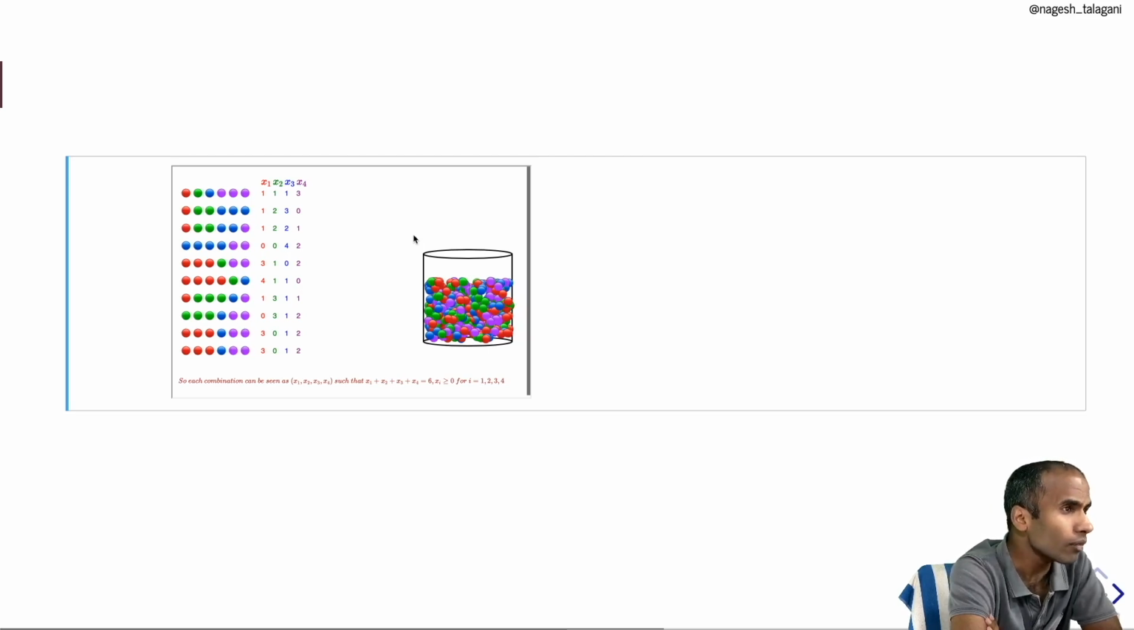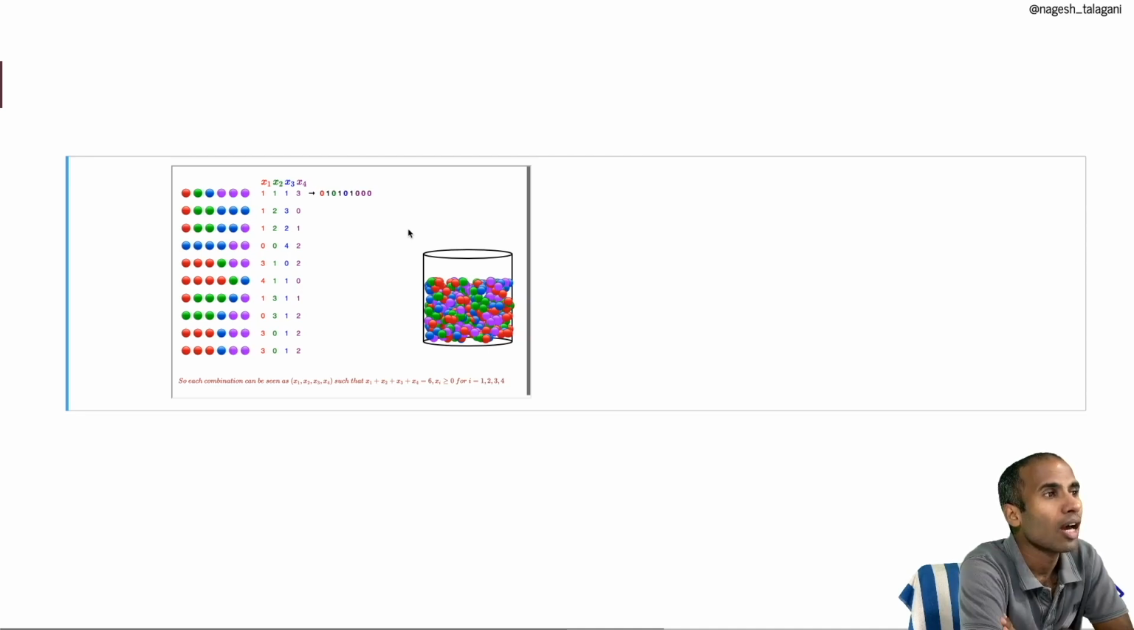Fine. Now what we do, in each combination, let's separate them into 4 groups because there are 4 colors, right? Red group, green group, blue group, purple group. Okay, so to separate them, I'm going to need 3 separators. I'm going to use 1 as a separator. I want 4 groups, right? For that I need 3 separators. I'm going to use 3 ones, and the number of zeros you see is equal to the number of gems we pick.